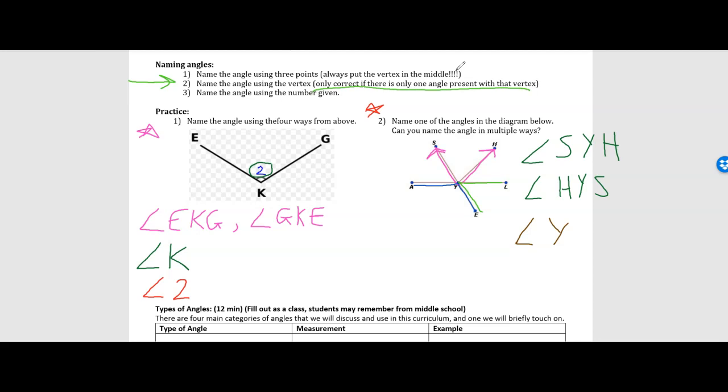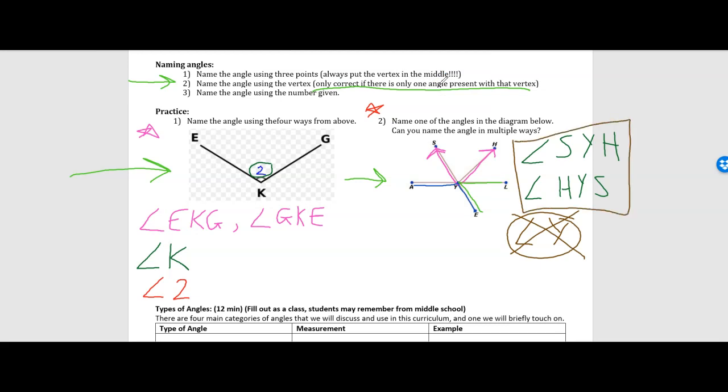You can only use the vertex if there's only one angle present with that vertex. So over here, we only had one angle with vertex K. Over here, we have many different angles with vertex Y, so it's an unacceptable method for naming one of the angles. So this is no good. These 2 ways right here are the only correct ways of naming that pink angle. There is no number given, so we can't use the third option either. Okay, so that's naming angles.